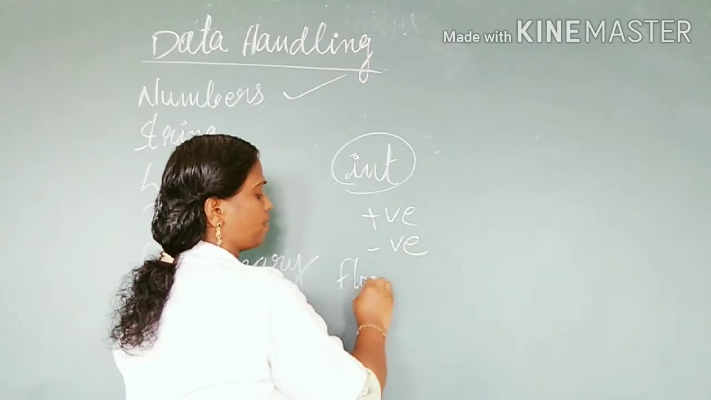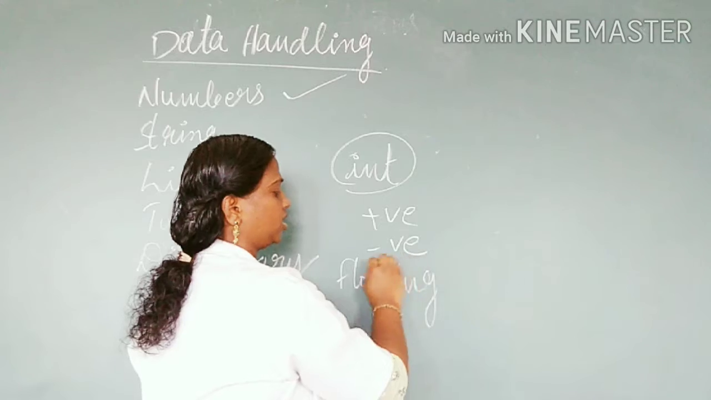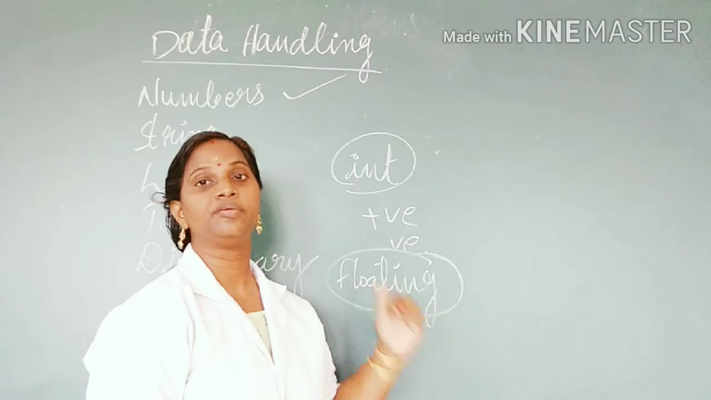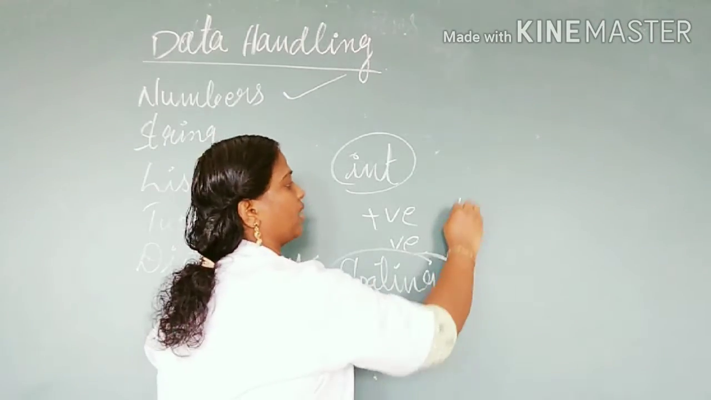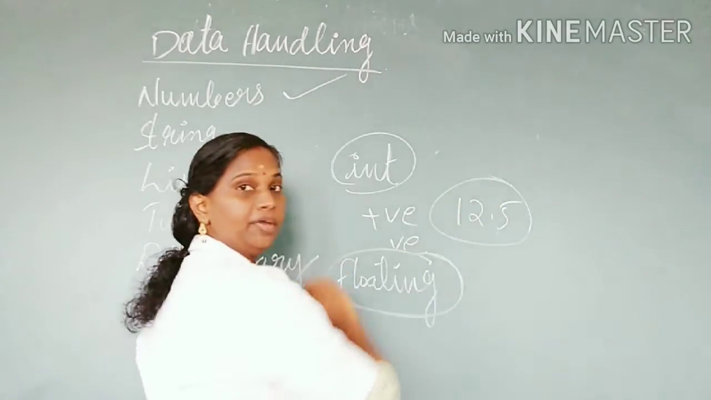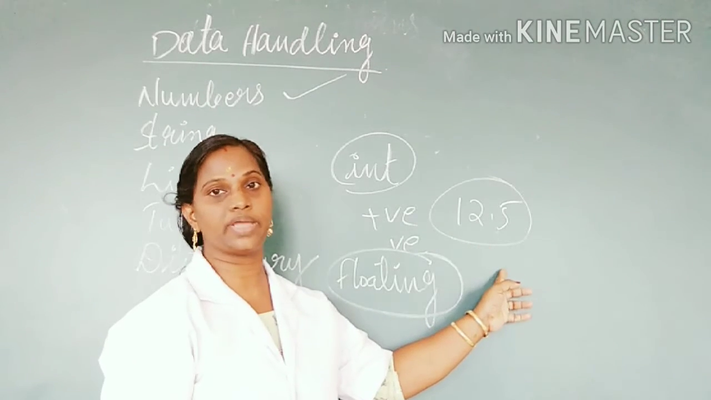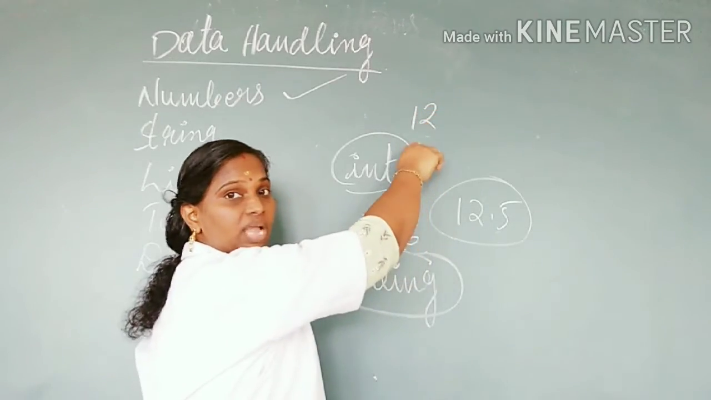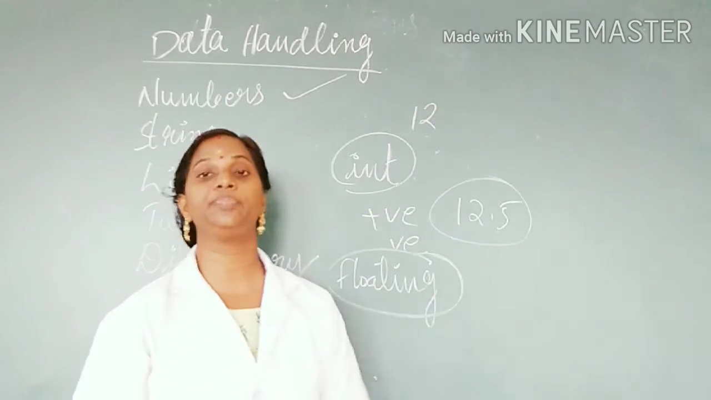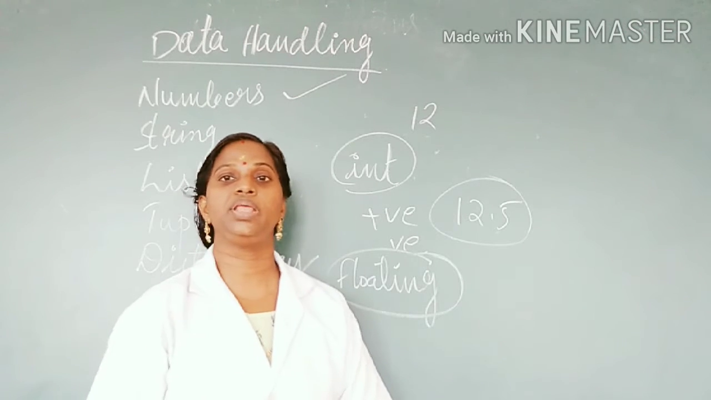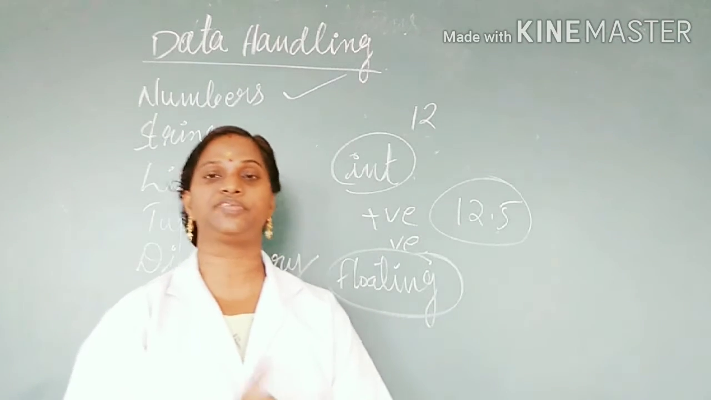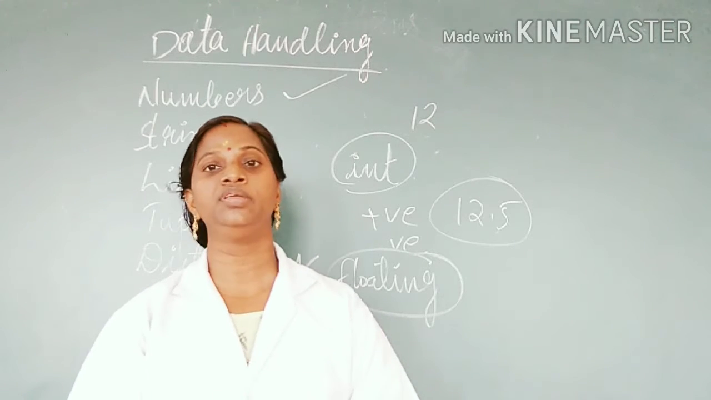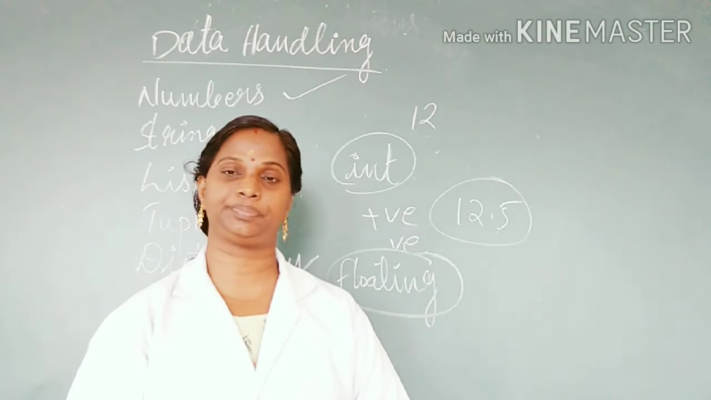Next one is floating point number. These numbers have a fractional part. For example, 12.5. 12 is an integer number, but 12.5 is a floating point number. Boolean means it has only two values, either true or false. True is indicated by 1 and false is indicated by 0.